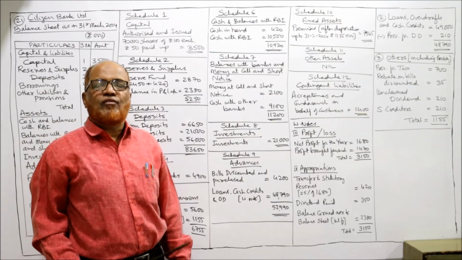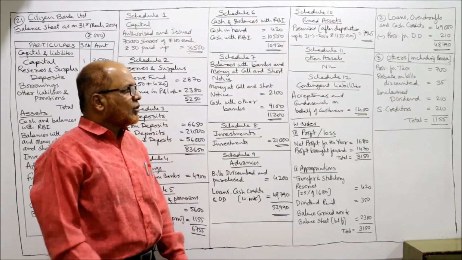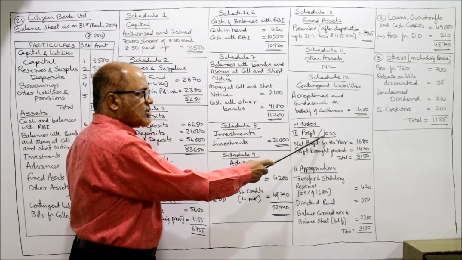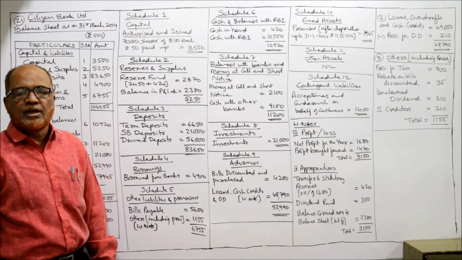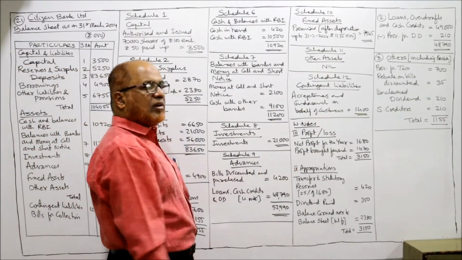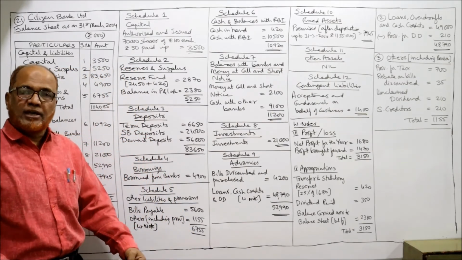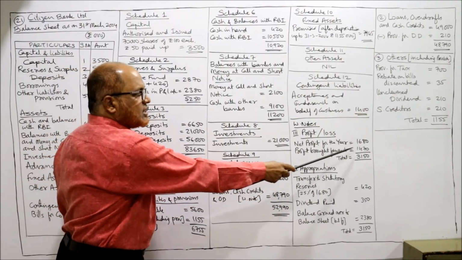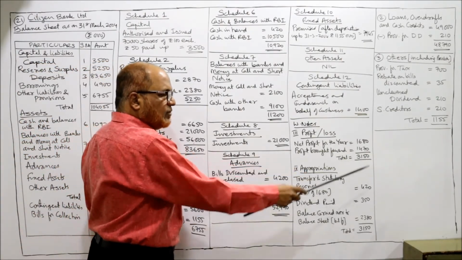In profit and loss account, 3 items are there. First, income. Second, expenditure. Third, profit and loss. So I am beginning from profit or loss. Net profit for the year 1680 is given in the problem. Apart from that, profit brought forward from last year. At the beginning of the year, profit was 1470 given in the problem. 1470 was the balance in P&L account. To add up, the total profit is 3150.